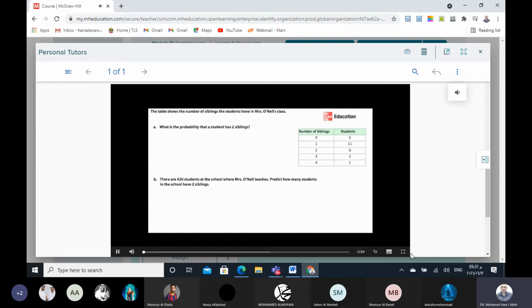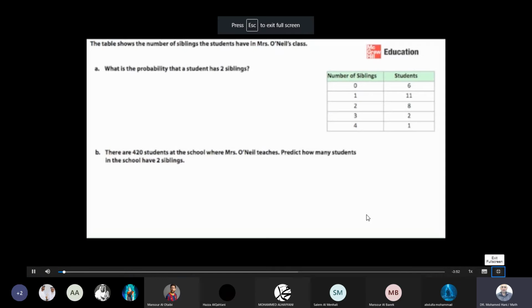Welcome to McGraw-Hill Personal Tutors. The table shows the number of siblings the students have in Mrs. O'Neill's class. Let's take a look at the table for a minute. In this row, it's telling us that 6 students have no siblings. In other words, they're only children. In this row, we're told that 8 students in Mrs. O'Neill's class have 2 siblings.